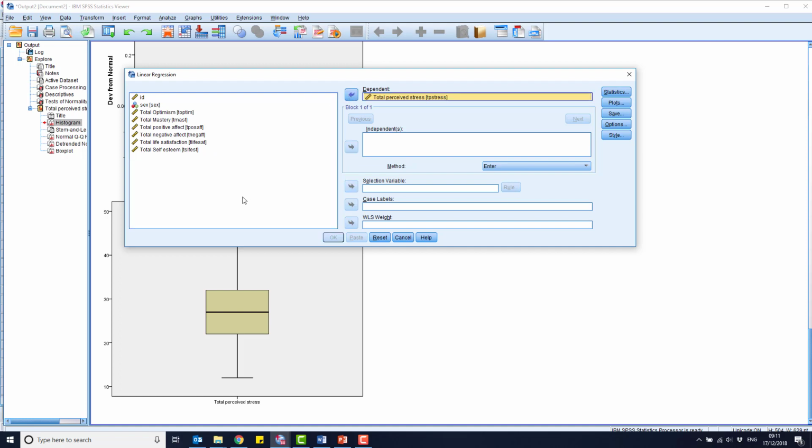I'm going to transfer that over. And in standard linear regression, you enter all predictors at the same time, so you look at them simultaneously. And I want to include everything. So I want to include gender, optimism, mastery, positive affect, negative affect, life satisfaction, and self-esteem. So I'll transfer those over.